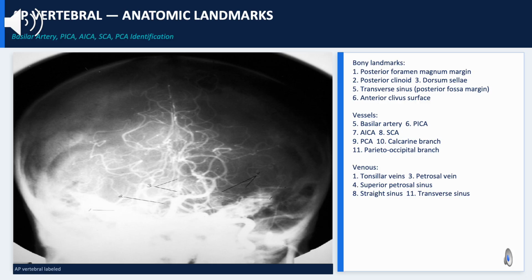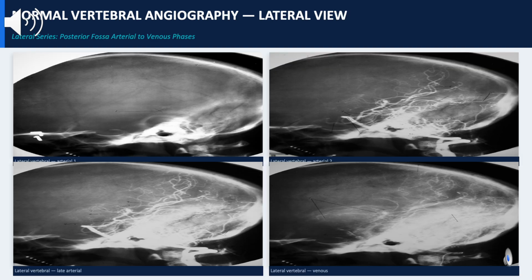Venous phase: the petrosal sinuses (4) and transverse sinuses (11) provide important landmarks for posterior fossa mass localization. The normal vertebral lateral series through 4 phases is the essential view for posterior fossa anatomy. The lateral projection is centered just inferior to the calcified pineal gland. The pineal is the perfect midpoint landmark for posterior fossa centering. The anterior portion of the skull is routinely coned off because the primary area of interest is posterior.